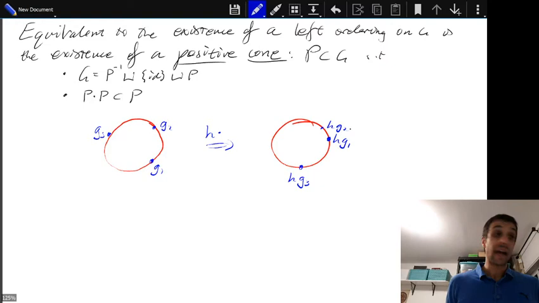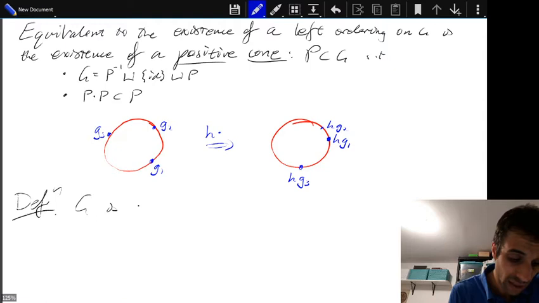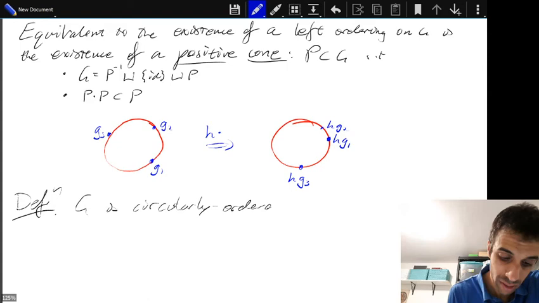Well, here's how you do it. Let me tell you. So the definition: G is circularly orderable, or CO for short.